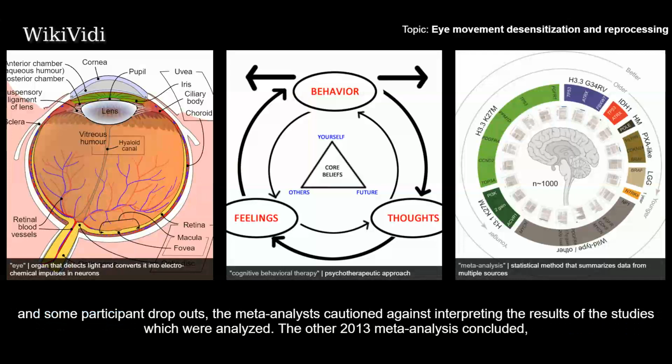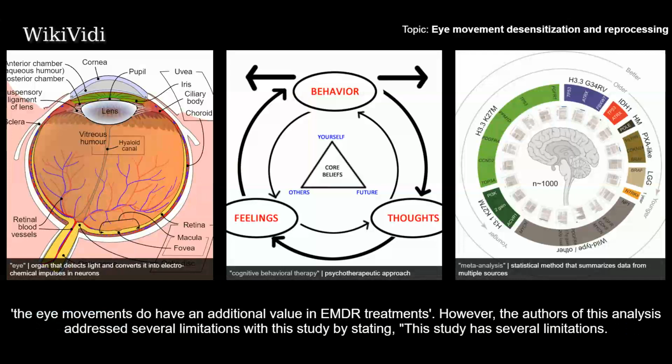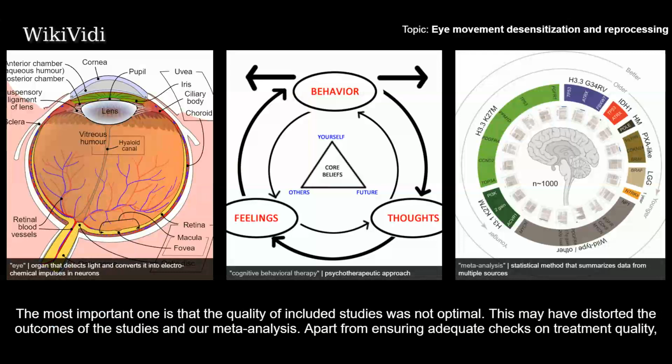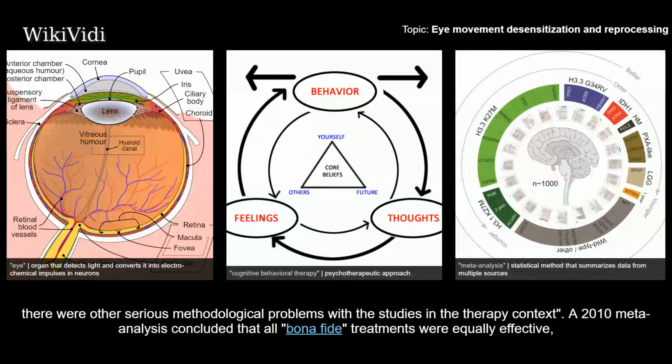The other 2013 meta-analysis concluded, "the eye movements do have an additional value in EMDR treatments." However, the authors of this analysis addressed several limitations by stating, "this study has several limitations. The most important one is that the quality of included studies was not optimal. This may have distorted the outcomes of the studies and our meta-analysis. Apart from ensuring adequate checks on treatment quality, there were other serious methodological problems with the studies in the therapy context."